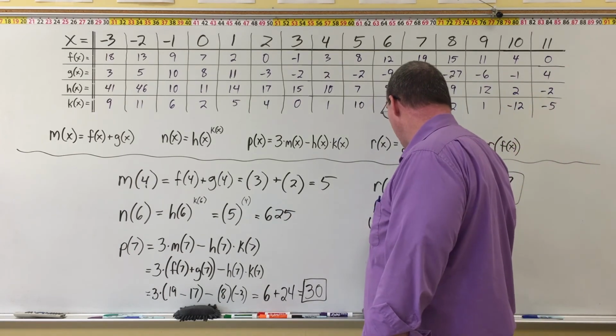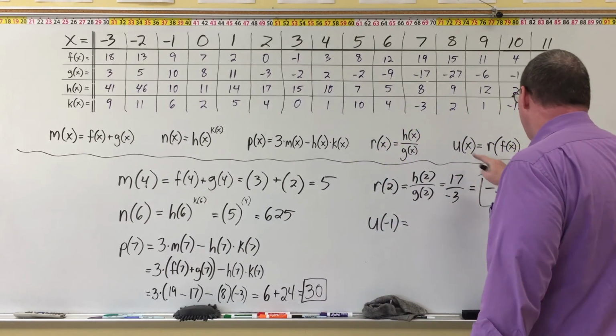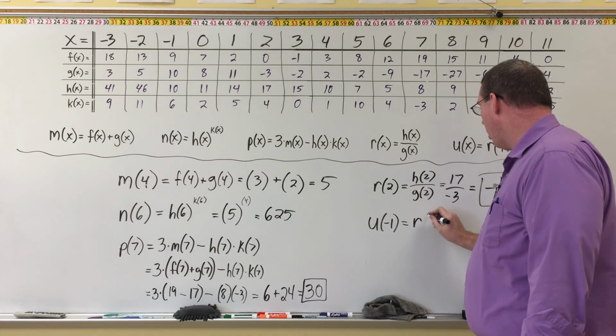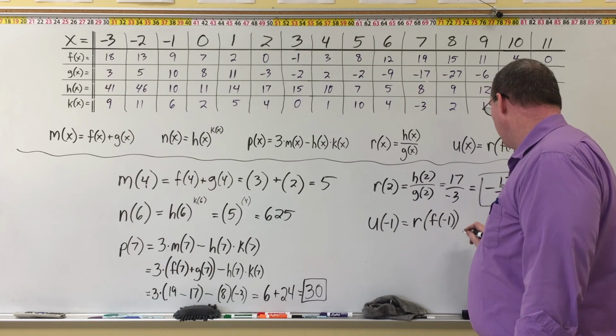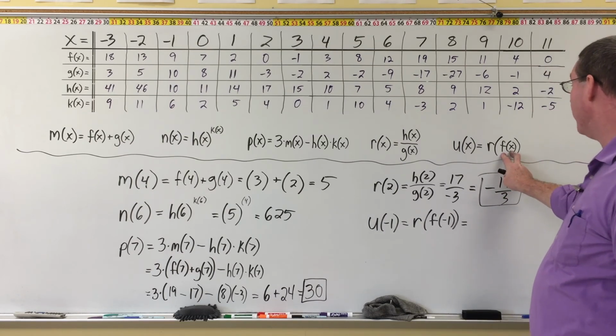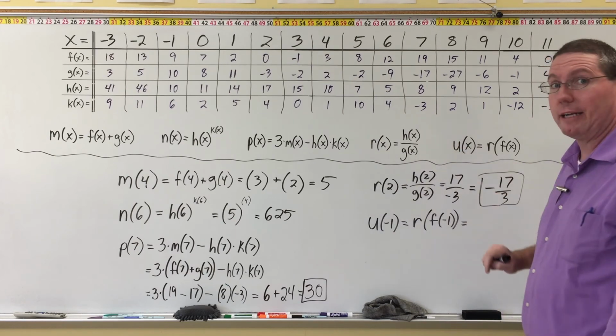U of negative 1. So what we're going to do is we are going to plug in negative 1 here for x, which means we're going to plug in negative 1 in here. So what we have is r of f of negative 1. All right? What is f of negative 1? Let's do that first. See, r is right here. We're going to have to break this out into h divided by g.